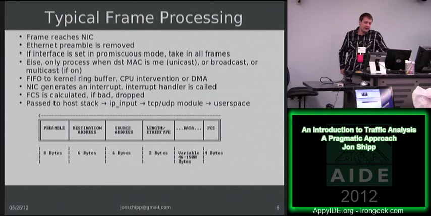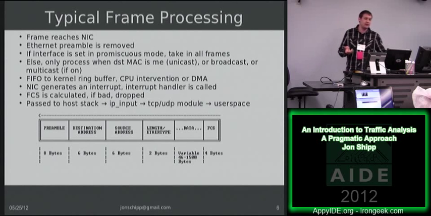So anyways, this is typically how a frame is processed. A frame comes into the NIC, and then the Ethernet preamble is removed. And then if your NIC, network card, is set into promiscuous mode, that means it grabs all packets even if they're not destined to your MAC address. And what actually happens after that, the packets are stored in the local ring or local buffer, physical RAM on the network card itself, and then they're copied over to your system memory on your operating system.